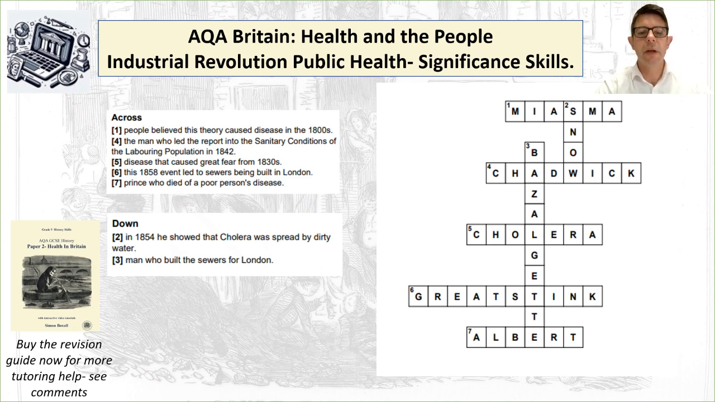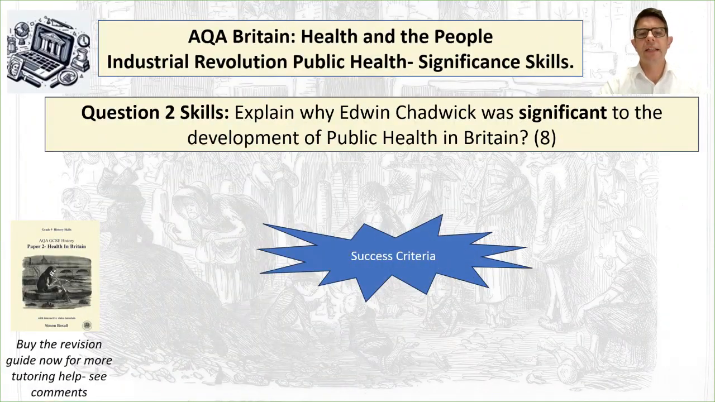So the man who built the sewers for London, we've mentioned before already, and that's Bazalgette. Okay, so let's now go on to look at the question itself. So we've got question 2, and it says, explain why Edwin Chadwick was significant to the development of public health in Britain. Now, you may have also seen some of my other significance videos, and therefore you may have done this activity already, but it might be a useful recap for you.